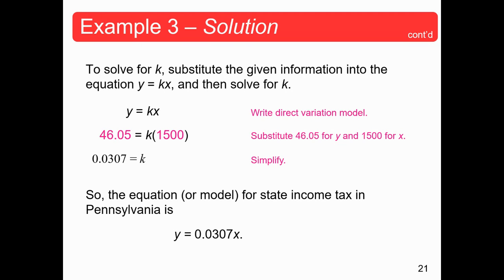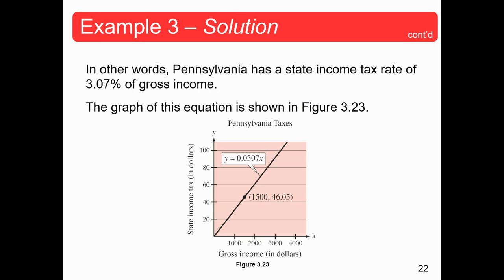Now we're going to rewrite the equation and replace the k with that amount that we found. And we now know that our model is y equals 0.0307x. If you go to graph it, it looks like this. It's a straight line, and it goes through the point (1500, 46.05).